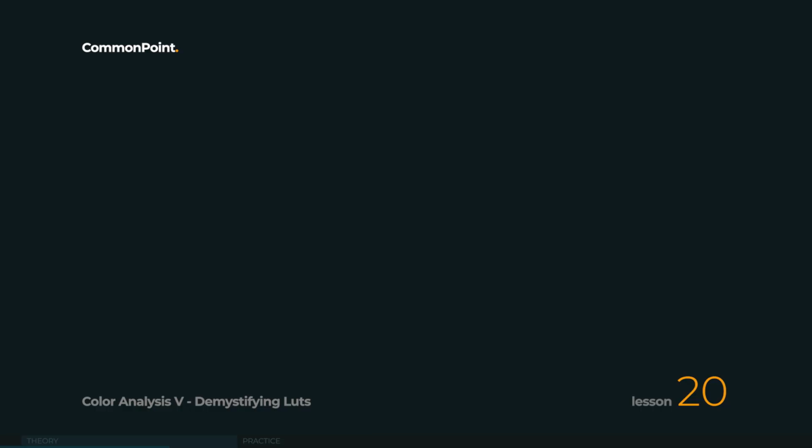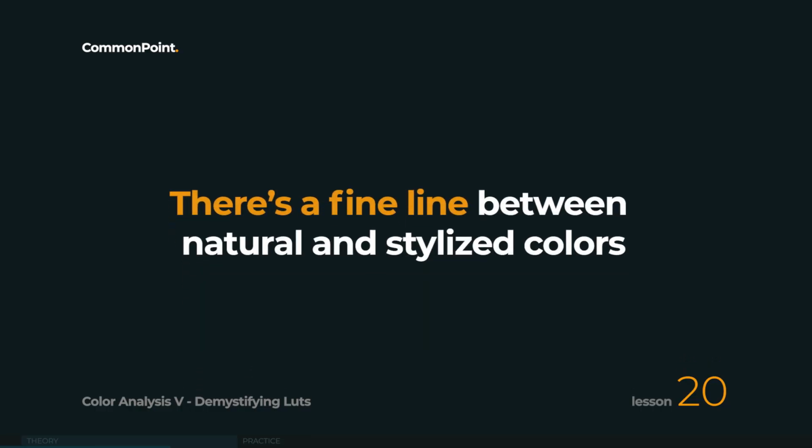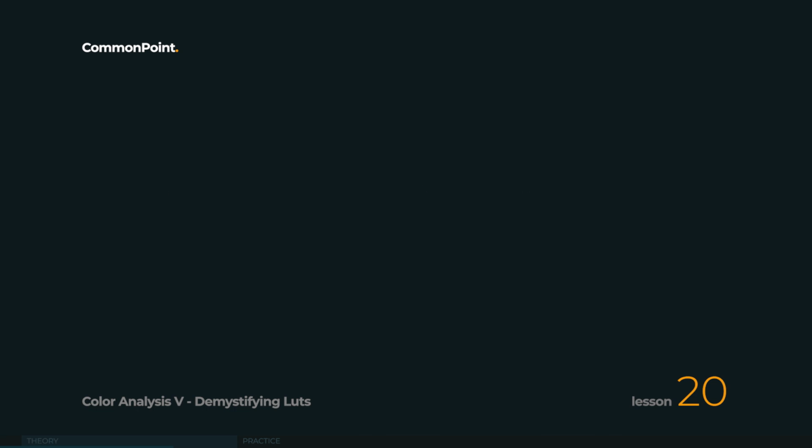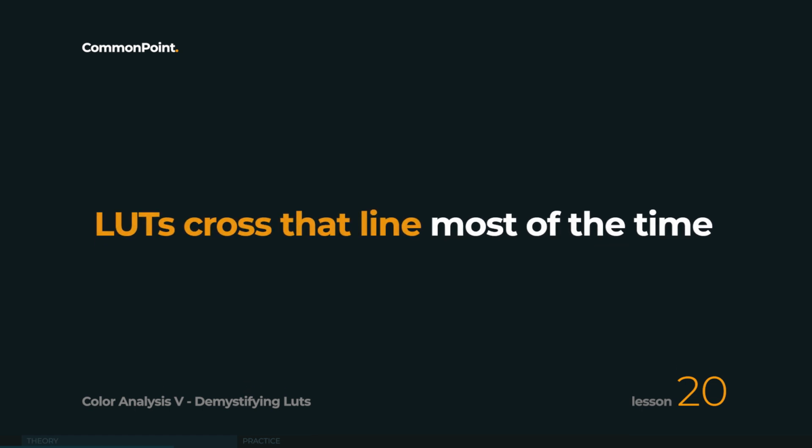For now, we would like you to stay with the idea that there is a color correction and there is a color grading. There are natural colors and stylized ones, and somewhere there has to be a line between the two. And as you have already guessed, LUTs will cross that boundary 80 to 90% of the time. Keeping that in mind, let's get back to LUTs.